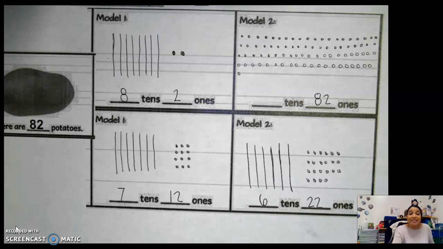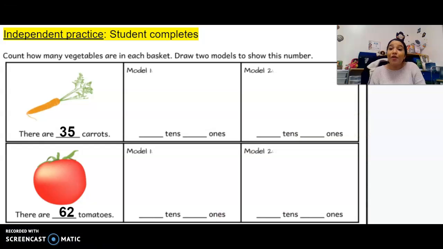Let's go ahead and look at today's activity. For today's activity, what y'all will be doing is you will each have different vegetables. So you have 35 carrots and you'll have 62 tomatoes. What you're going to do is you're going to represent your carrots in two different ways. So think of the ways that we represented and remember to count by tens. So make sure you can count by tens and use your 10 longs as much as you can.